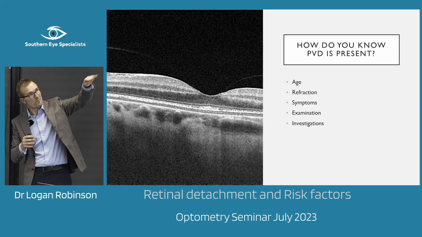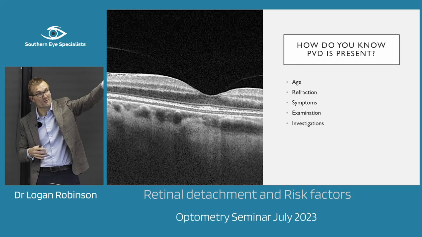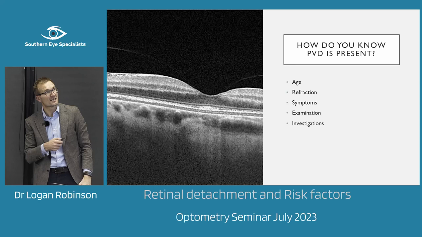Now, more peripherally, the vitreous could be detached, and you could have a tear even peripherally from that detachment, but in terms of the definition of PVD, this hasn't pulled all the way off yet. So it can give you a bit of a clue sometimes.